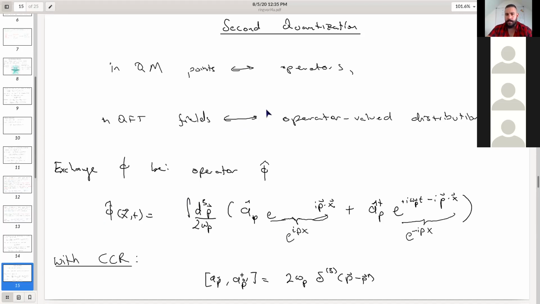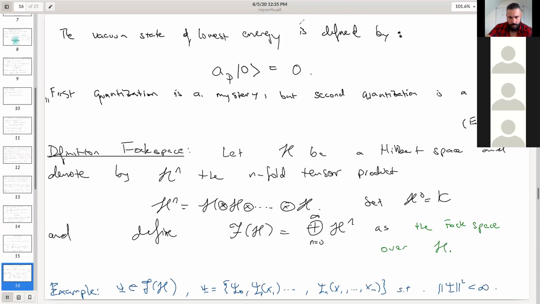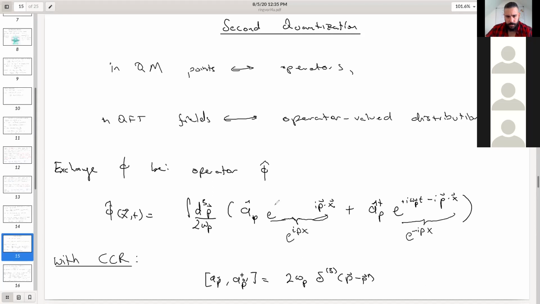And going from here to here is a tricky path. It's not that clear. And basically you have e to the minus i omega_p t plus i p x. Oh, sorry, I was wrong here. This is minus i omega_p t, where omega_p is just the energy of this normal mode. a_p plus a_p dagger, and these fulfill certain commutation relations, which you call the canonical commutation relations.